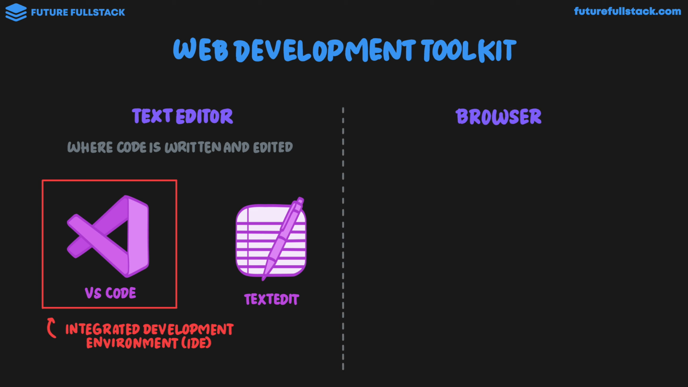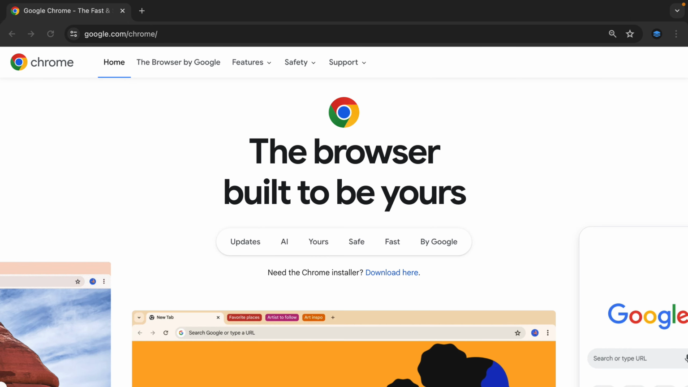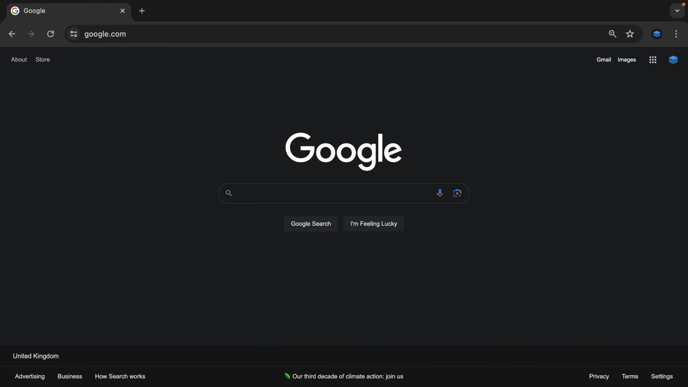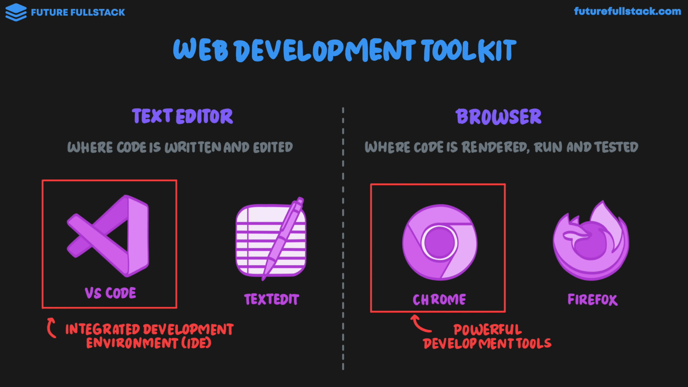The next tool we need is a browser. The browser is where code is rendered, run, and tested. The browser I'll be using in this course is Google Chrome. Chrome is the browser of choice as it has very powerful development tools, which we'll see later on in the course. It is also free and you can download it from google.com/Chrome. I've posted a link in the description below. Once you've downloaded it and opened it for the first time, it will look something like this. Now, of course, there are other browsers like Firefox, but Chrome is the most popular choice among developers.